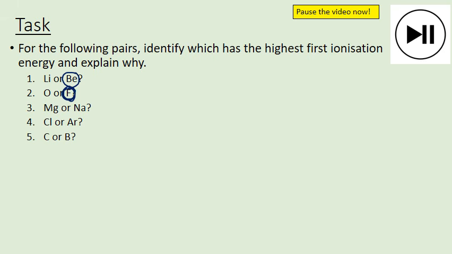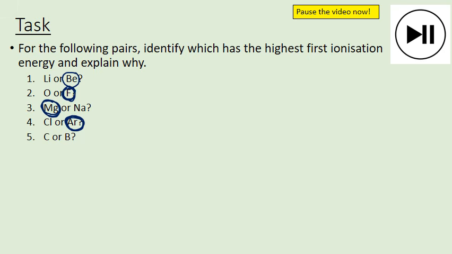Sodium or magnesium. Again, they're in the same period. Magnesium is further to the right, which means it has a smaller radius, has a higher nuclear charge, and therefore more energy is needed to remove the outer electron. Chlorine or argon. Again, they are in the same period. However, argon is further to the right, which means it has a smaller radius and a higher nuclear charge. They have the same shielding, so argon has a higher first ionization energy.